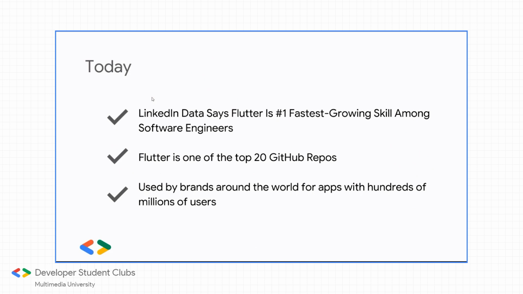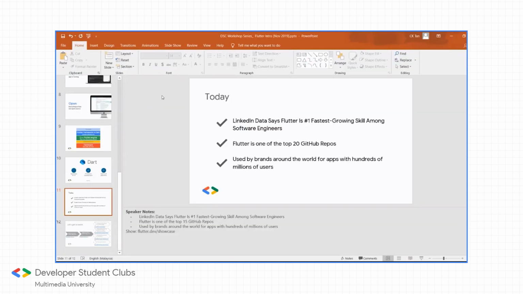Now I'm going to end the slides with 3 facts about Flutter. The first one is that LinkedIn data says that Flutter is one of the fastest growing skills among software engineers. Flutter is one of the top 20 GitHub repos. It's actually the number 16 spot. And it's also used by brands around the world for apps with hundreds of millions of users, which I bet some of the applications you might even have used before, and some of the companies you will probably have heard of before.